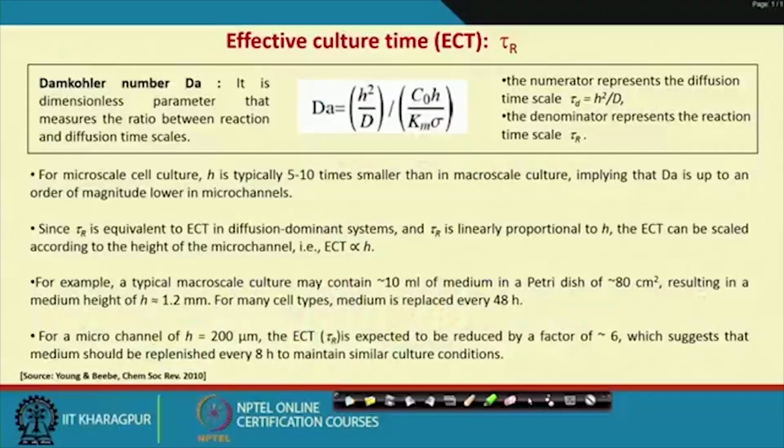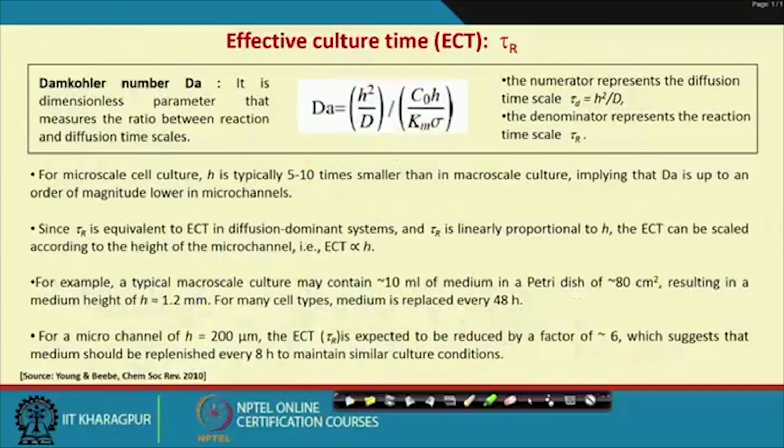So, this is a general idea to know the effective culture time. If you know at what time in macro scale the media has to be replenished for a particular cell, then you can easily calculate the tau r for the same cell in micro scale.